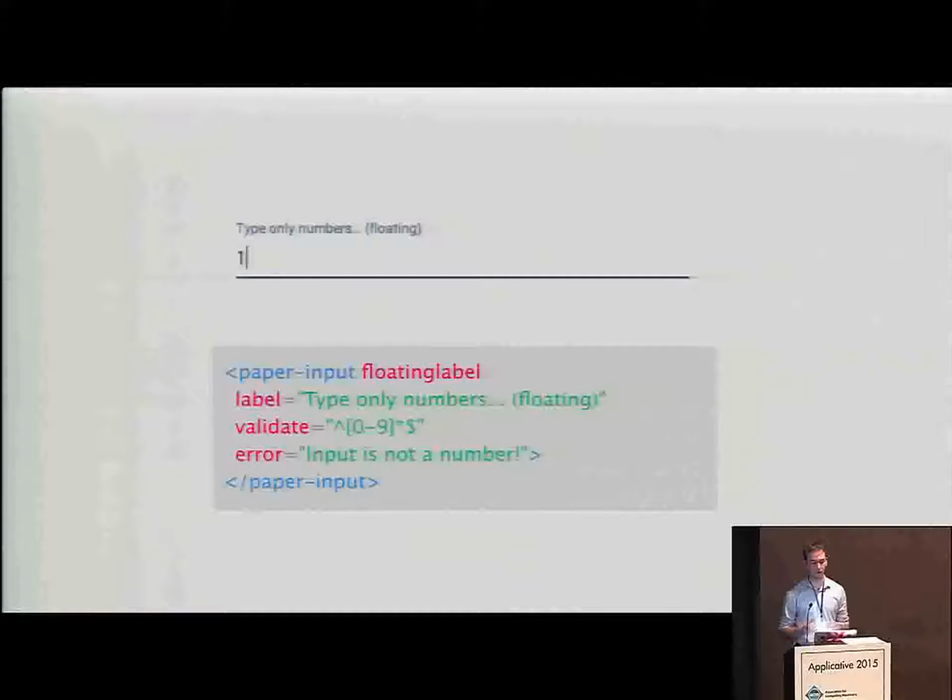So for example, we have a paper input, which gives you this nice input behavior where you click on it and the title goes up and it turns blue and you can type and it does validation. All the behavior that the animation is showing is defined declaratively on paper input. I even have a regex to do validation that's defined totally declaratively as an attribute, validate.